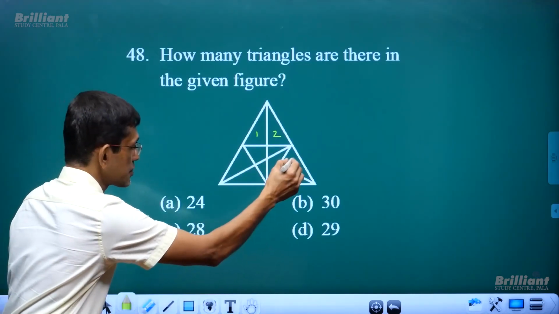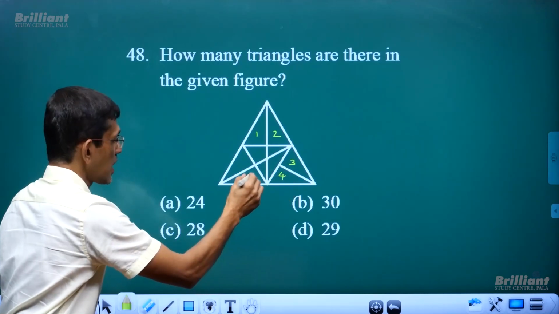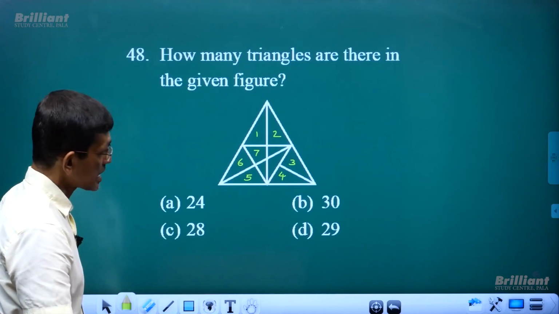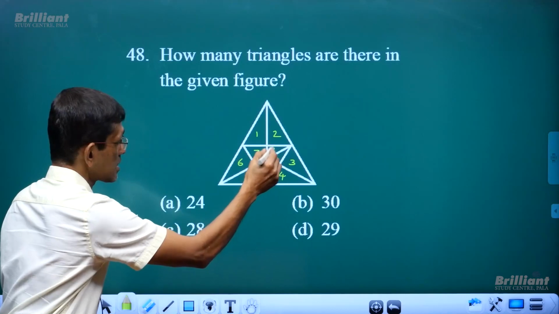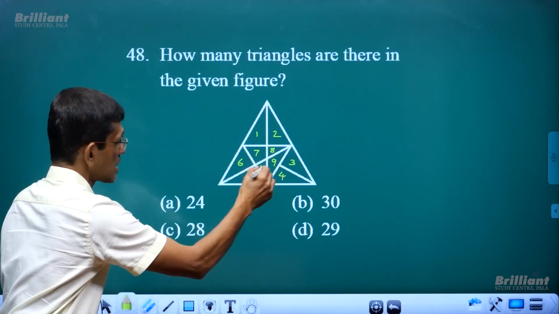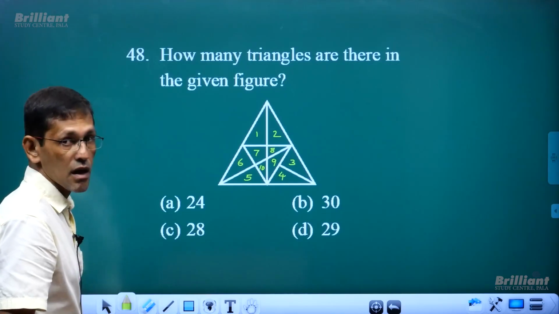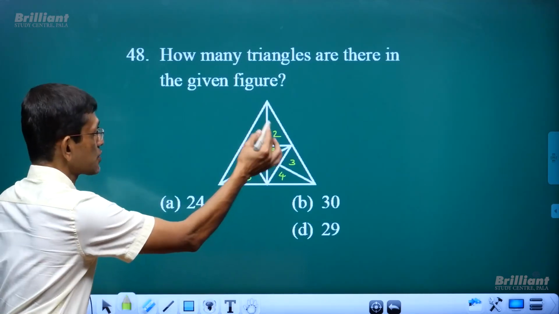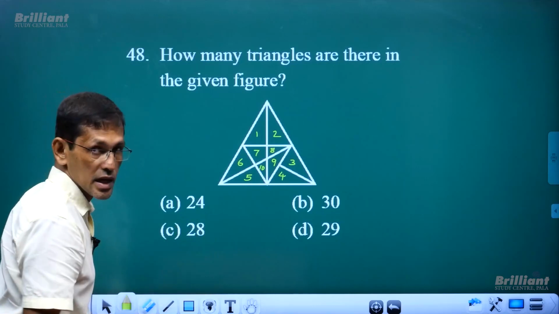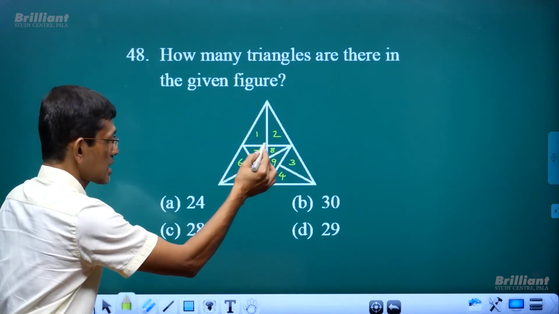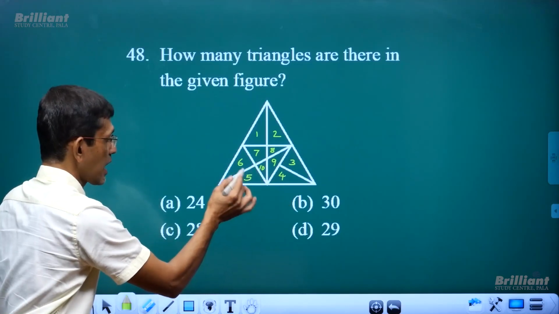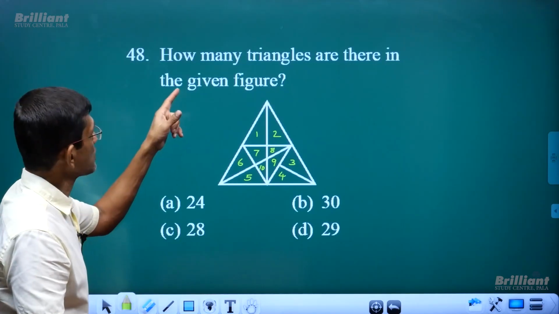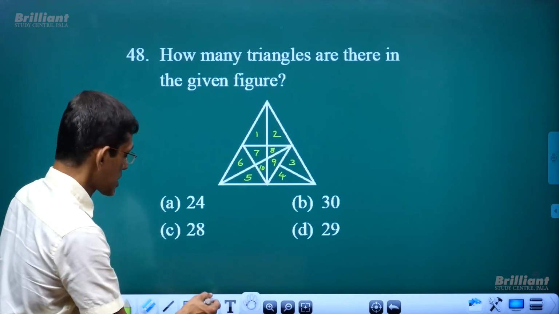So 1, 2, 3, 4, 5, 6, 7, 8, 9, and 10. Well, how many pieces are triangles here? So we have to think about it. 1 is a triangle, 2 is a triangle, 7 is not a triangle, but 8 is a triangle, 9, 10, triangle, 3, 4, 5, 6, these are all triangles. Except 7, all other pieces are triangles. So let's count it.